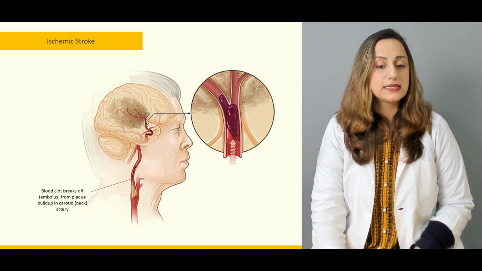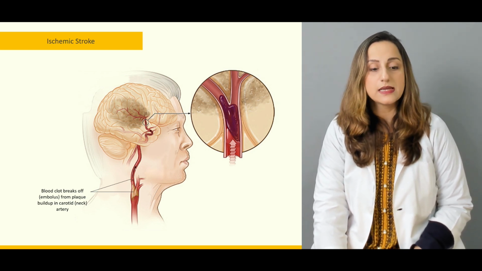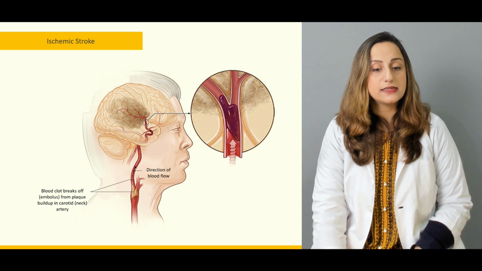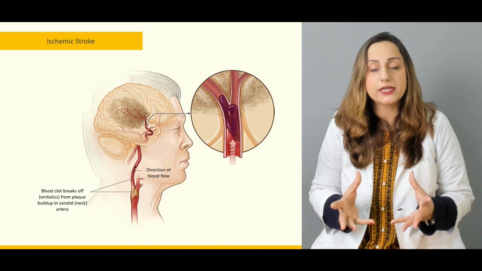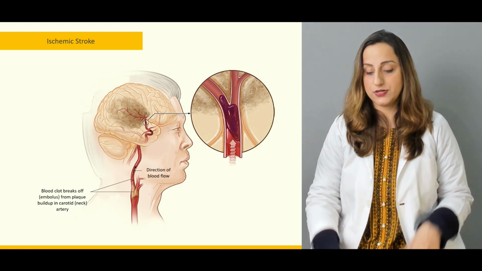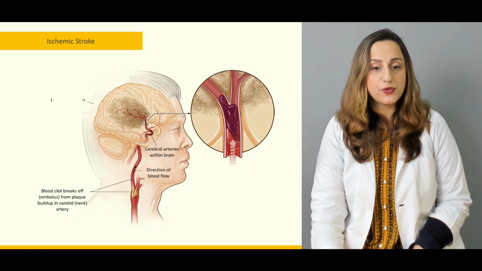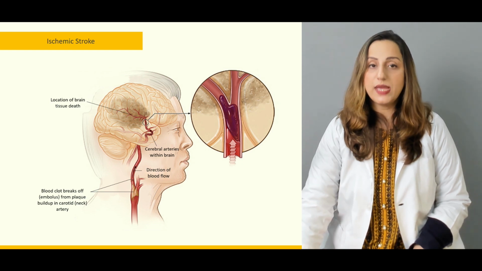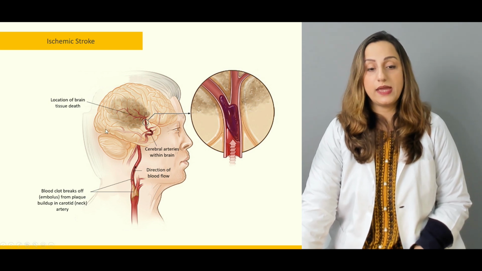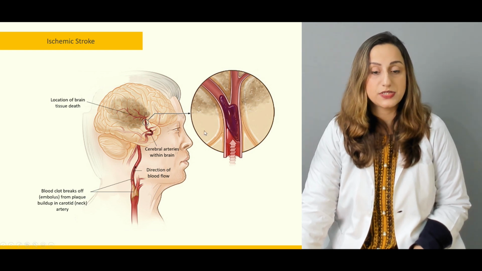So over here, it's giving you a representation that the blood clot can break off as an embolus from the plaque buildup in the carotid arteries of the neck. And due to the normal direction of the flow, it is going to go up into the brain vasculature. That is, there is an upward direction of the flow in all of these vessels. These cerebral arteries are present within the brain, and the grayish area is basically giving you a way to depict the location of the brain tissue death in this particular individual.